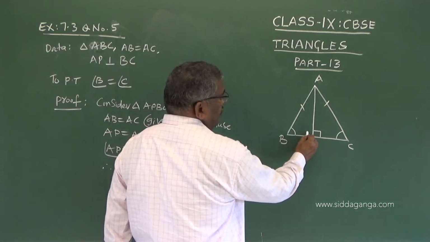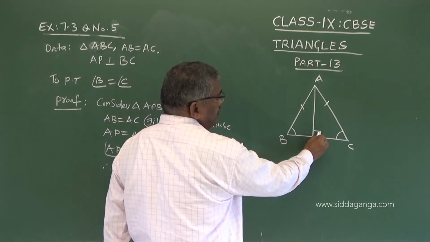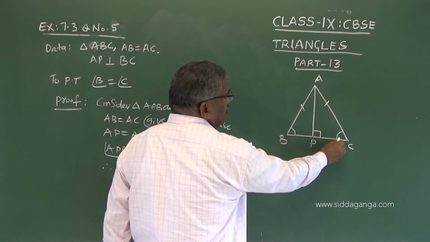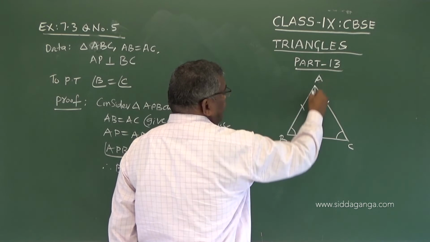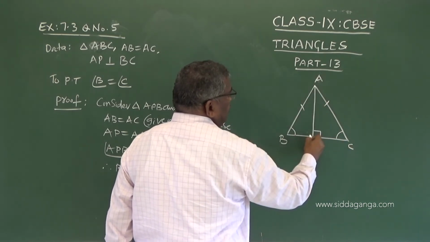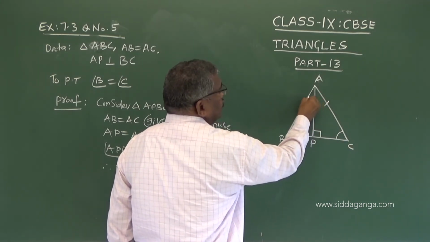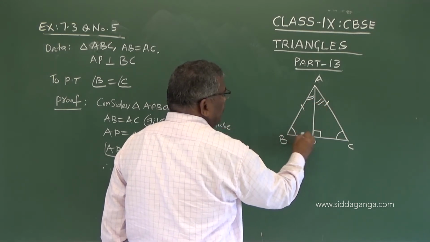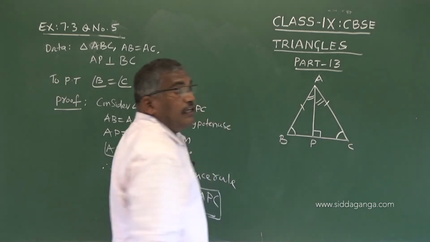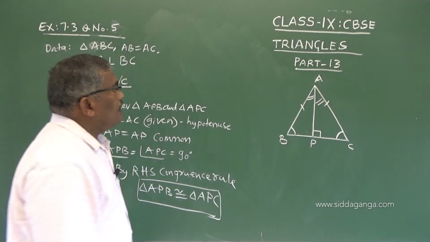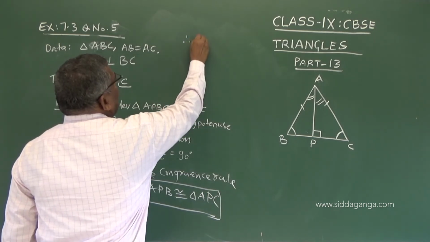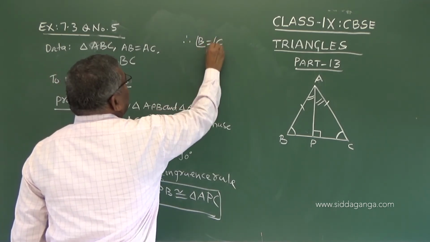So when these two are congruent, one angle is 90 degrees, another angle is 90 degrees. B and C are corresponding, and BAP and CAP are corresponding. So these two angles are equal. Similarly, angle B equals angle C. Therefore angle B equals angle C.